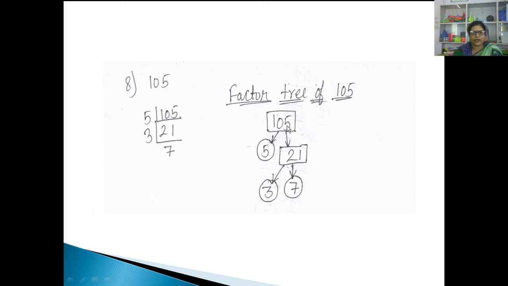So now we are writing these same prime factors in the factor tree. 105 is 5 multiplied by 21, then 21 is 3 multiplied by 7. So these circled numbers are prime numbers and the numbers in the rectangular boxes are the composite numbers.